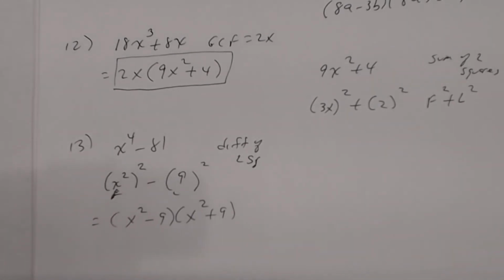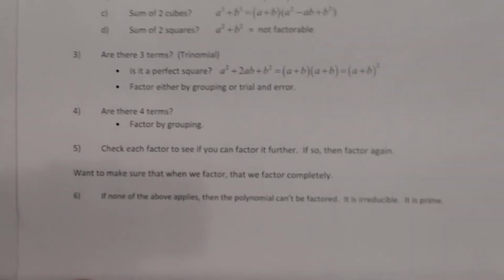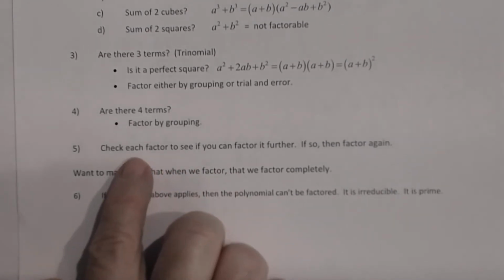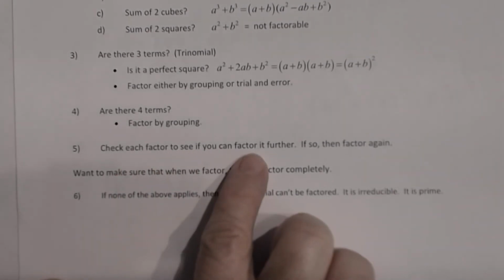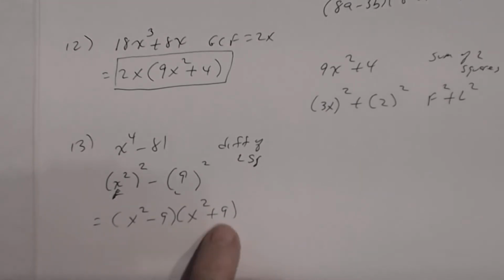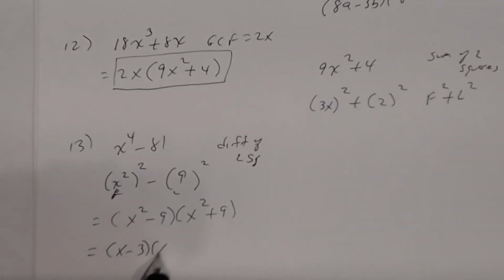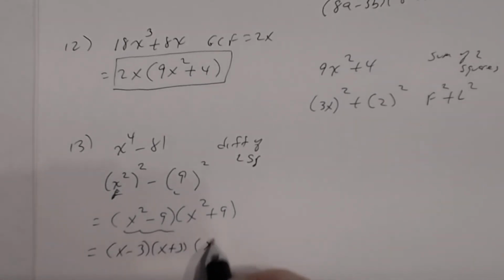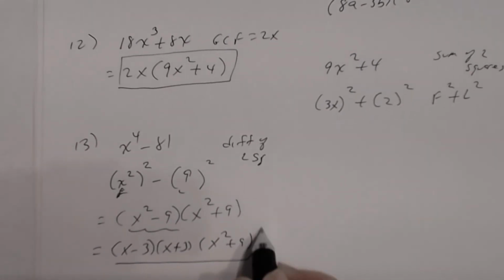But here's the problem. If you leave it like this, you didn't factor completely. So remember, you have to factor completely. So you need to check each factor to see if you can factor it further. This one here is the sum of two squares, and we know the sum of two squares cannot be factored further. But this is still the difference of two squares. So I can factor this further. I get x minus 3 times x plus 3. That's what this one is, right? Times, and then this one, x squared plus 9. So that is your answer.